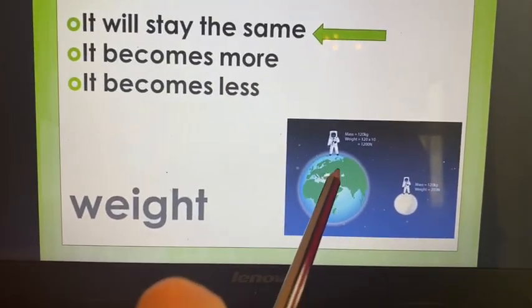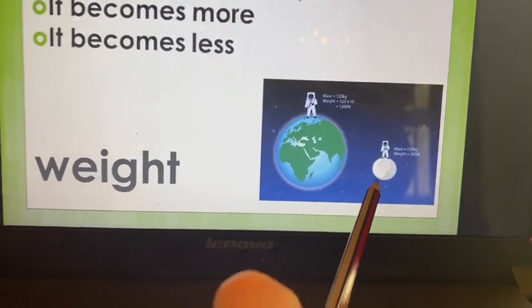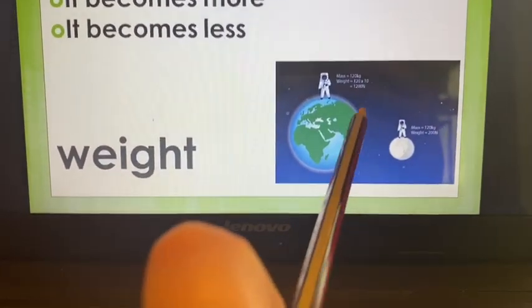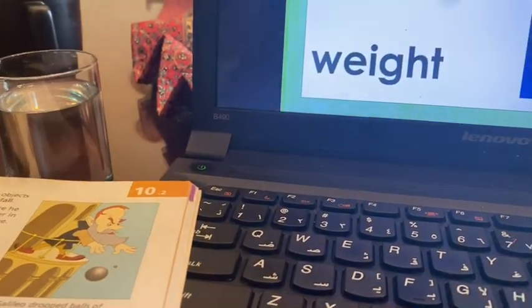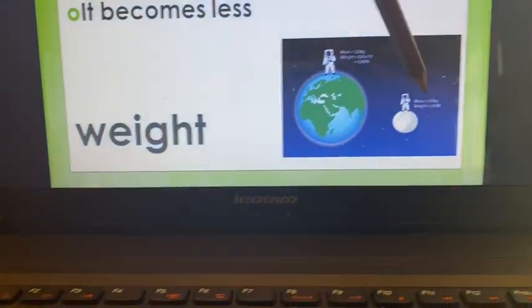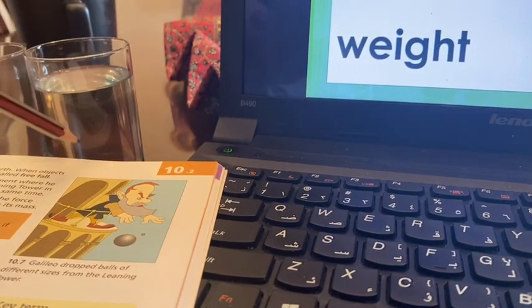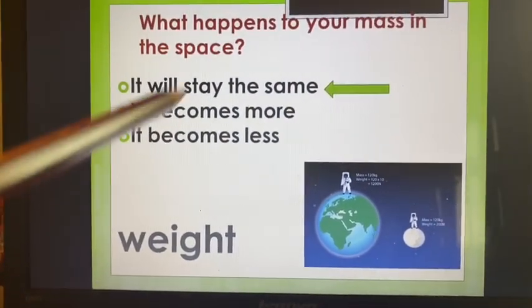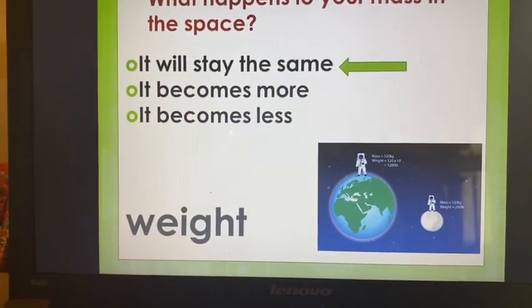Here you are on the earth and on the moon. Your mass, remember the mass, the amount of matter in an object. If this glass went to the moon, do you think the water will be less or it will change? The same as you, your mass will change or not? It will stay the same. If you're asking about the mass, how much matter in an object, it will stay the same.